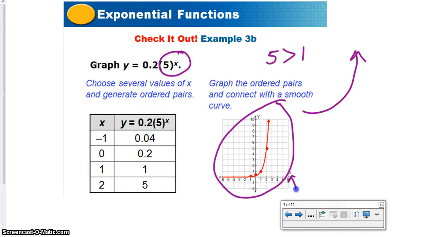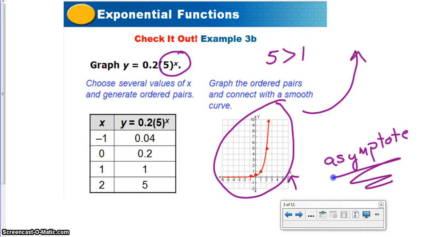Also, please notice it does not cross the boundary of y equals 0. That is called an asymptote. An asymptote is something that it will not cross. It is a limit or boundary. We'll learn more about those when we talk about rational functions. You'll use them a lot in calculus in high school.